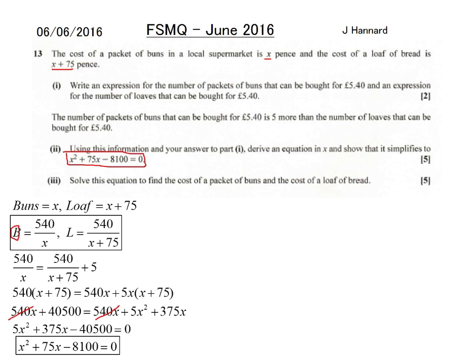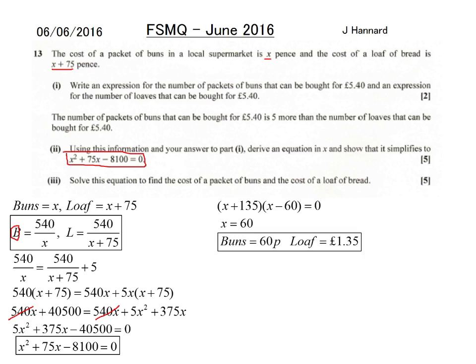Solve this equation to find the cost of the packet of buns and the cost of loaf of bread. Now, if you couldn't get part B, you could use that equation and factorise it and get that. Or you could have used the quadratic formula, whatever you like. So x is 60, because obviously you can't have negative money, unless you're in debt, but let's not talk about that right now. So x equals 60. Therefore your buns are 60 pence and your loaf must be 1.35. I really don't see how they got 5 marks from that one, but I'm not complaining. Voice went a bit weird there.